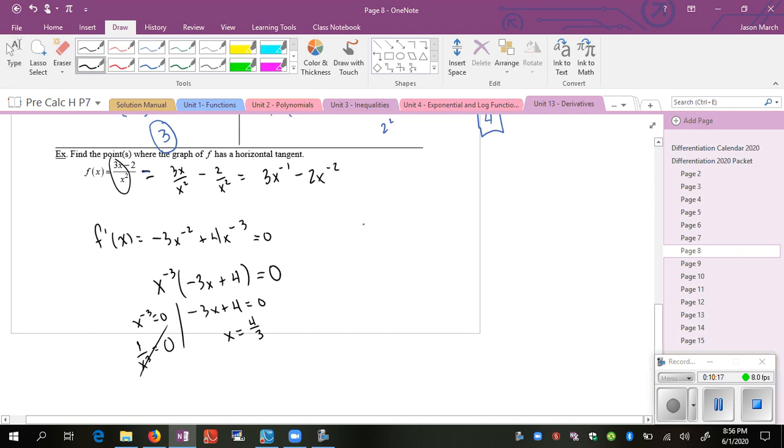So if we wanted to, we could calculate that the answer would be 4/3 comma f of 4/3. And that would be my coordinates, and I could plug in 4/3 in there. But to save time for now, I'm just going to leave it as that, right? Or again, plugging in 4/3 into this guy. But like I said, we're going to leave it like that. Okay.